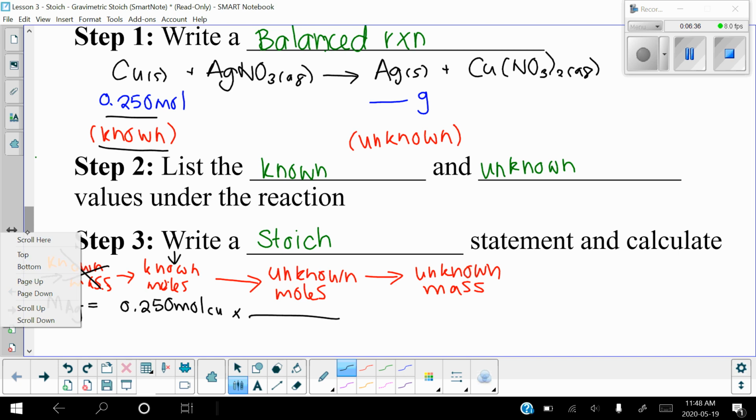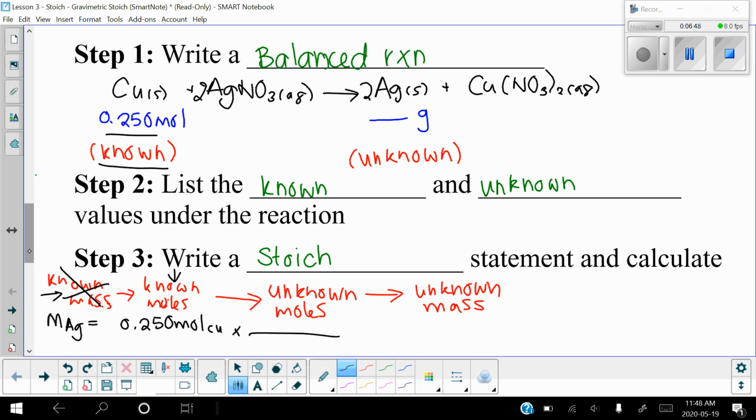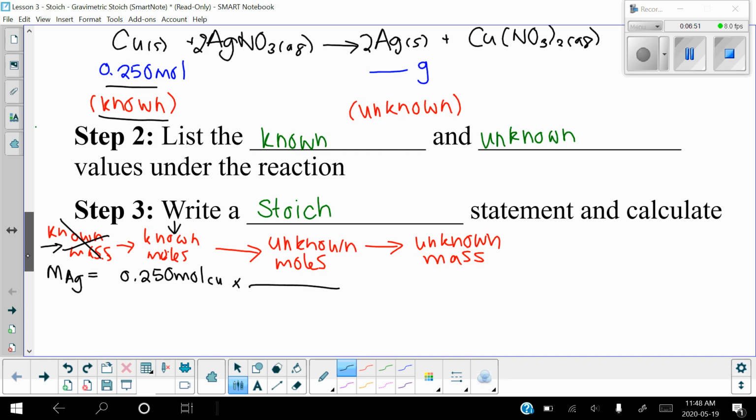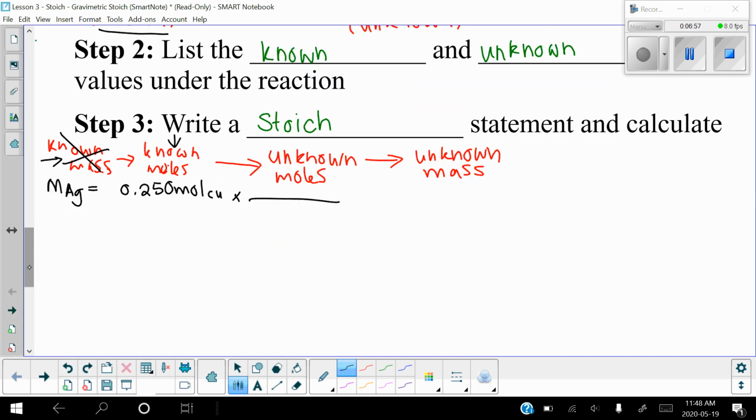One thing I forgot to do in my balanced reaction was actually balance it. So you're going to get 2, 2. There we are. We are now balanced. We can now use our balanced reaction to write our molar ratio. There is 1 mole of copper and 2 moles of silver.